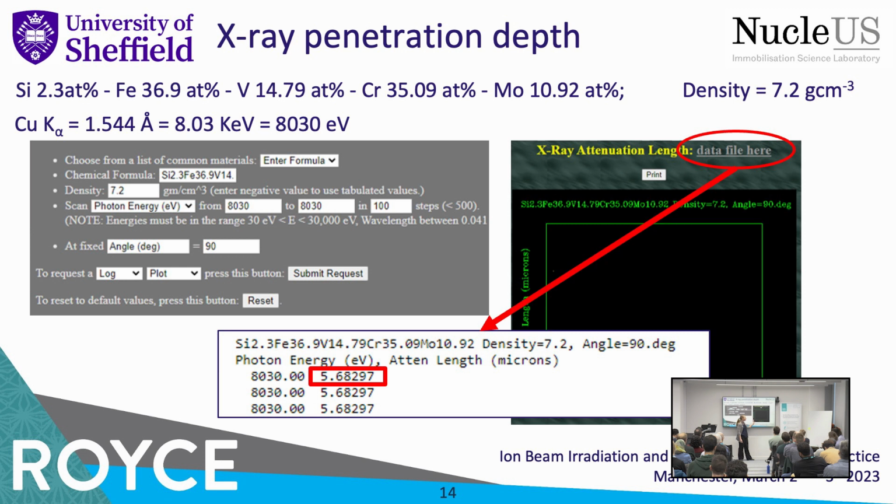So not very helpful at all. But if you go up to where it says data file and click into that, it'll actually give you the attenuation length. And again, because I only put this in, that's all it's going to give me, these values. So here is the attenuation length. It's in microns, 5.68 microns.